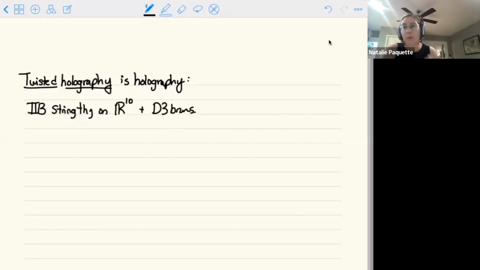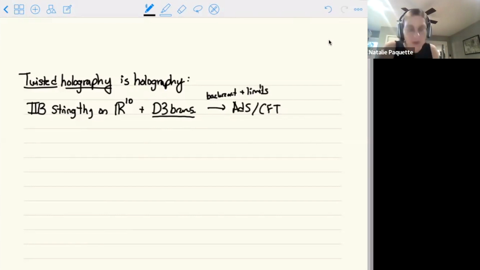Normally, as you learned about in AdS/CFT, you start with type IIB string theory or supergravity on flat spacetime in Euclidean signature in 10 dimensions. You add a bunch of D3 branes, which source some Ramond-Ramond flux, and they back react, and you take these limits and you get the AdS/CFT duality. And 4D N=4 super Yang-Mills lives on the world volume theory of those D3 branes. So you back react and take some limits, as you probably learned, and you get the AdS/CFT duality, AdS5 and CFT4 in that case.